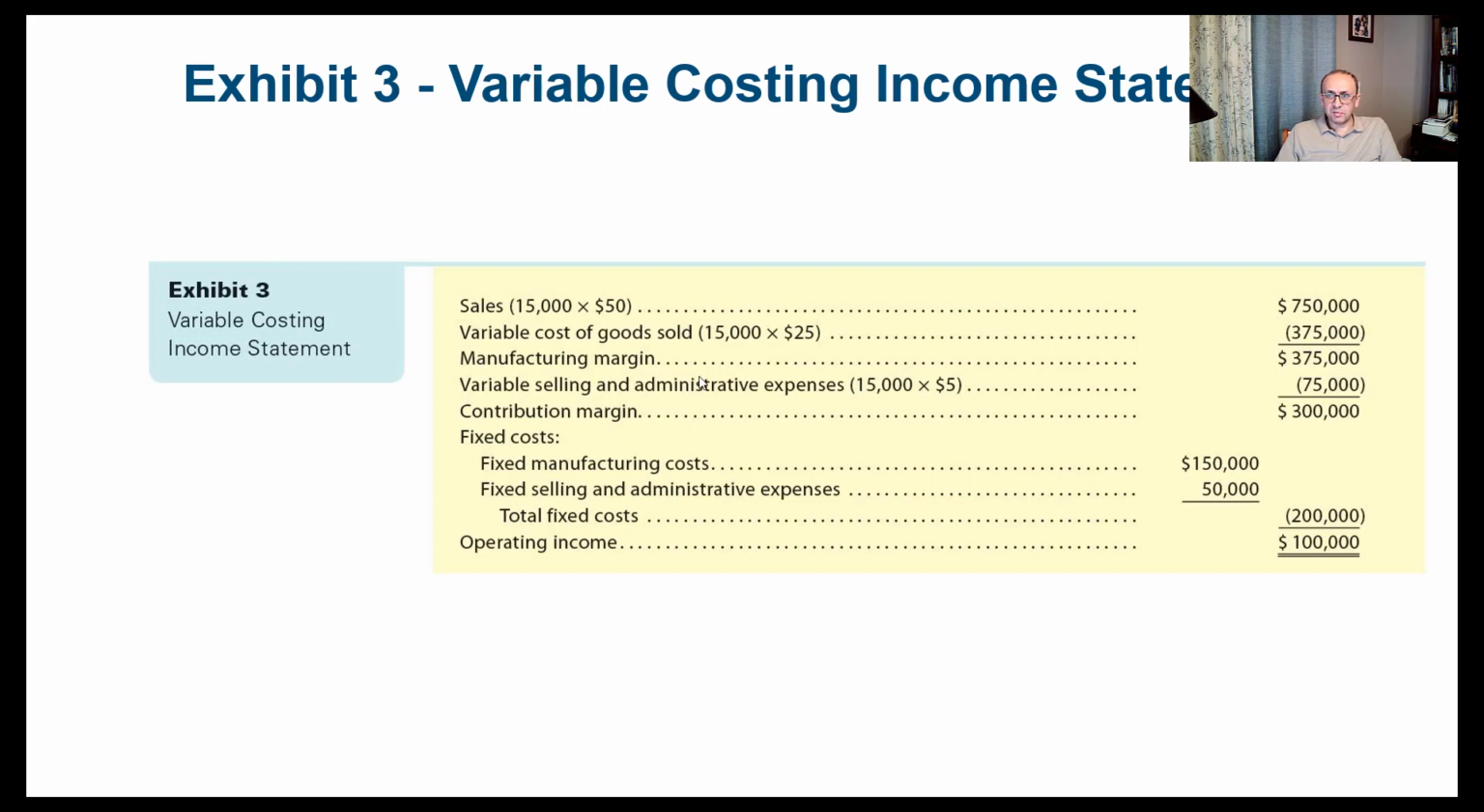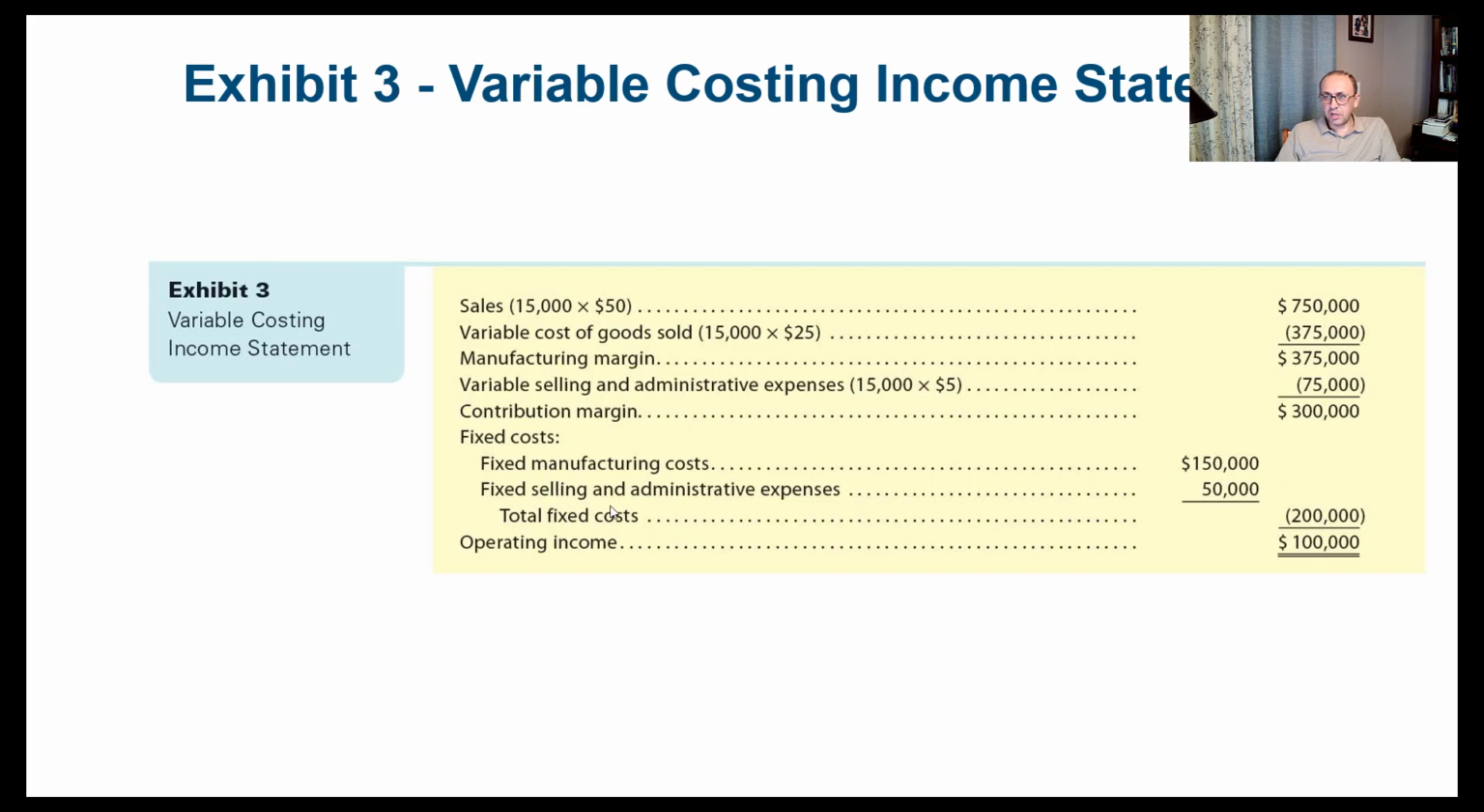That would give us a manufacturing margin of 375. Then we subtract the variable selling and administrative expenses, which was $5 for each unit. We sold 15,000 units, so the total is 75. We subtract that from the 375, and we get the contribution margin. The next step is to subtract the fixed cost, and we have two types of fixed costs.